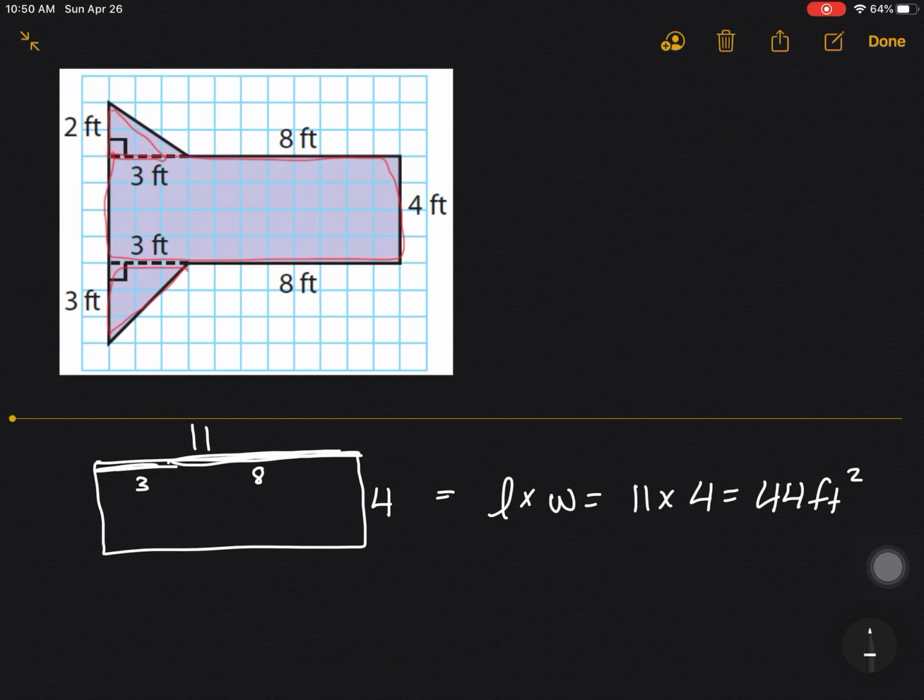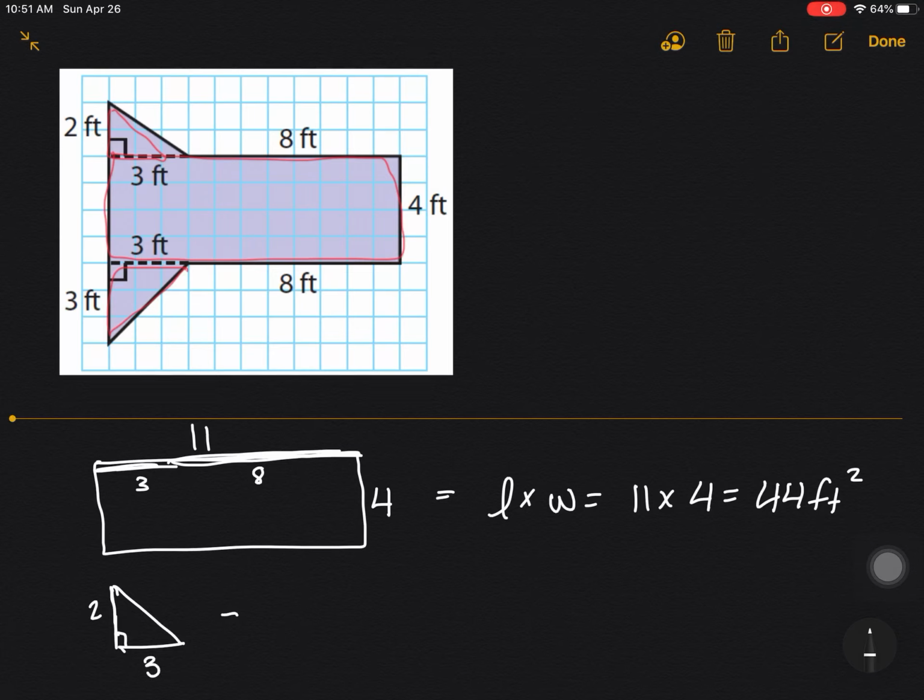Now we have 2 triangles here. And a place that some of you might make a mistake is if you look at these 2 triangles, you might glance at it quickly and you might think that they're the same size. However, they are not. So let's start with our top triangle. When we look at our top triangle, we see that one side is 2 feet. We see that we're given the bottom, which is 3 feet.